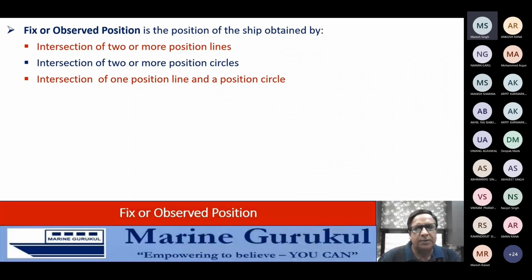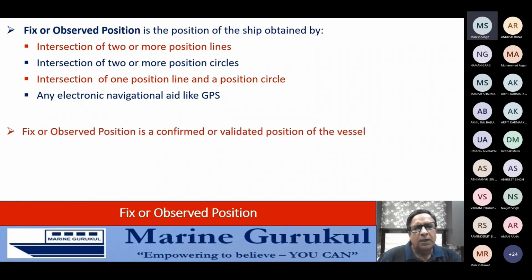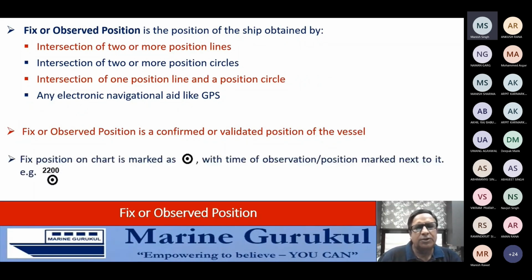You would by now be comfortable with the concept of PLs and PCs, or a position that is obtained by a reliable electronic navigational aid like GPS, which may provide the position in its coordinates of latitude and longitude. A fixed position or an observed position is a confirmed or validated position. It's represented on the chart with a symbol of a dot and the circle surrounding it.